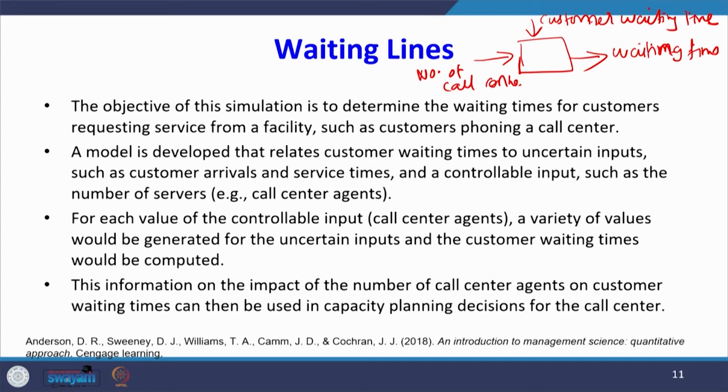If you have more call agents, the waiting time of the customer can be decreased, because the customer need not wait for a longer time. People will not wait, they will go to some other services. So, for waiting line applications also we can use simulation. We will be taking one example here for this waiting line problem, then we will solve it with the help of Excel.